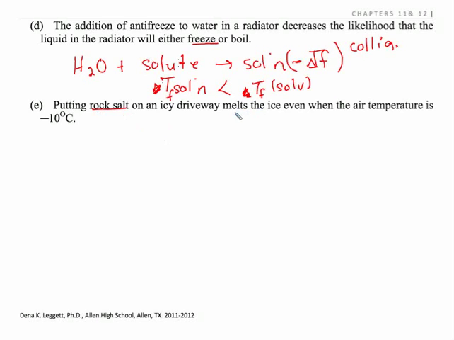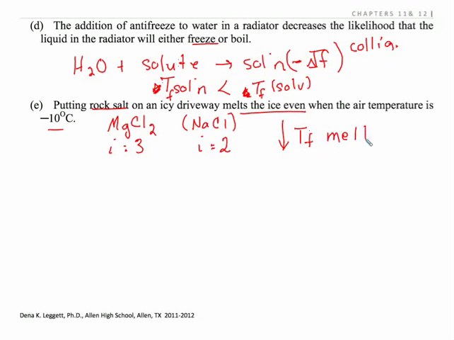Okay, putting rock salt on an icy driveway melts the ice even when the air temperature is minus 10 degrees. That is the same concept. All right, you add rock salt. Rock salt is typically, they'll often use magnesium chloride. You can certainly use sodium chloride, but magnesium chloride has i equal to 3. The number of particles is equal to 3. That's a simplistic way of looking at i, and i equal to 2 for sodium chloride. Okay, so when you add that to water, you're going to decrease the freezing point. That means it's going to melt at a lower temperature.